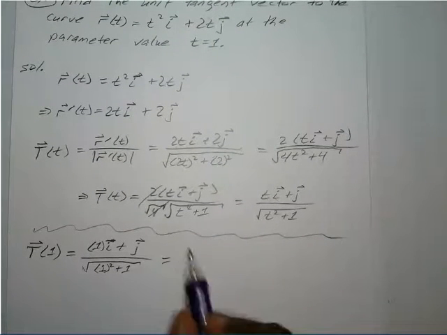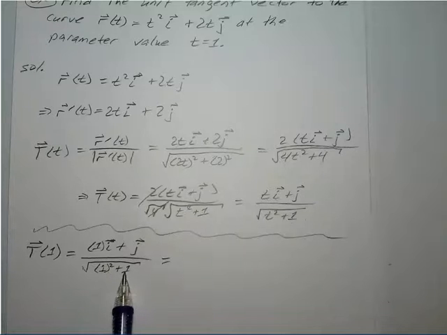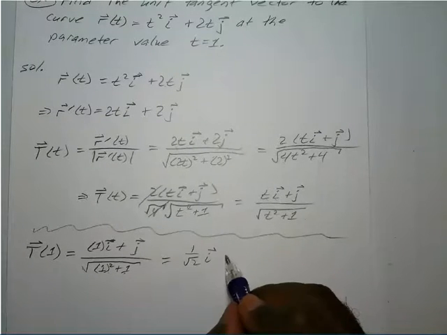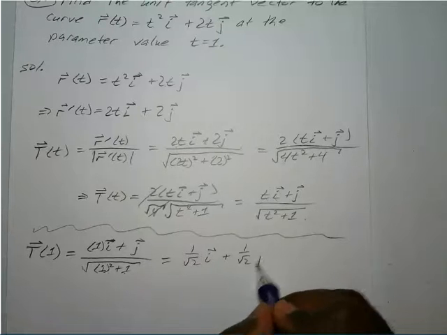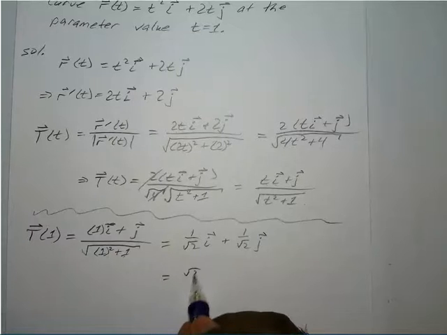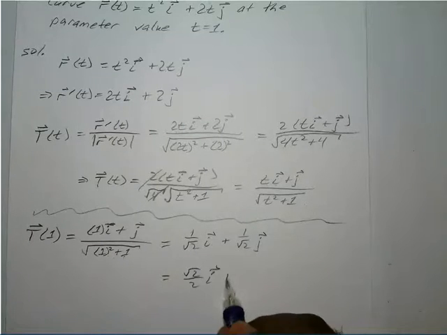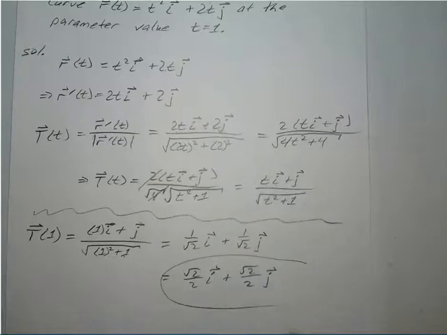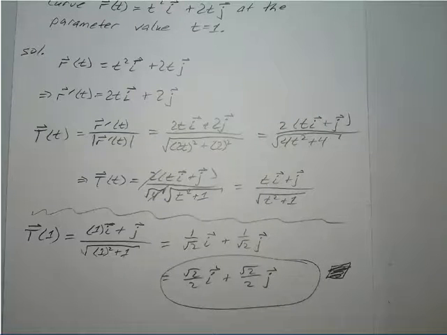Okay, which is equal to 1 plus 1 is 2, so you have square root of 2 in your denominator, so you have i plus j over square root of 2, or 1 over square root of 2 i plus 1 over square root of 2 j, or you can rationalize the denominator and make it square root of 2 over 2 i plus square root of 2 over 2 j. Okay, and that's your final answer.